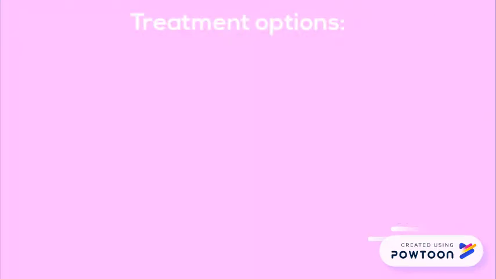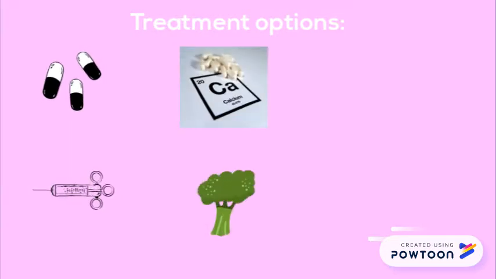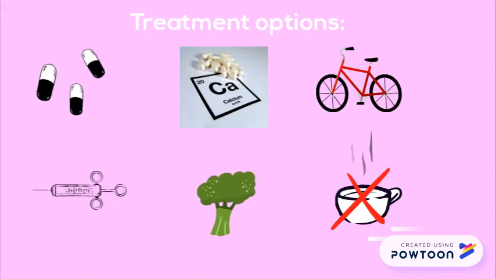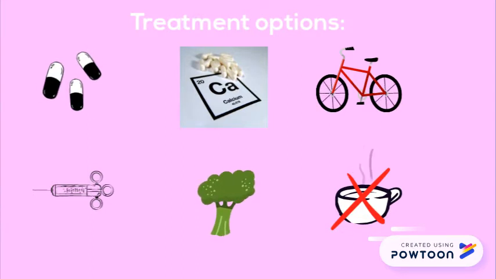Treatment for osteoporosis includes the bisphosphonate drugs, which bind to bone to inhibit osteoclasts from breaking down bone, estrogen therapy, calcium, good nutrition and exercise, and limiting caffeine intake.